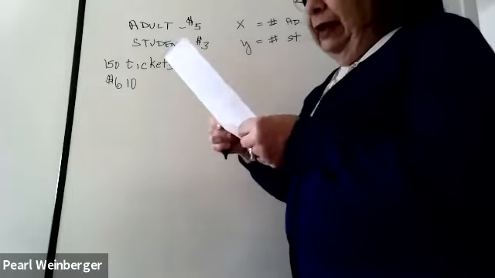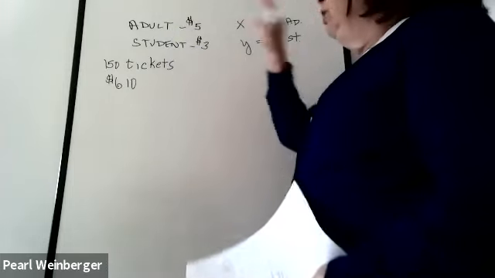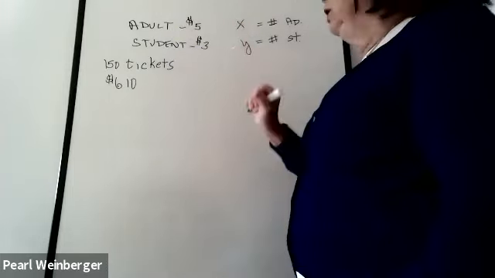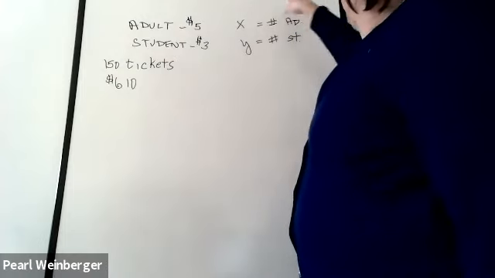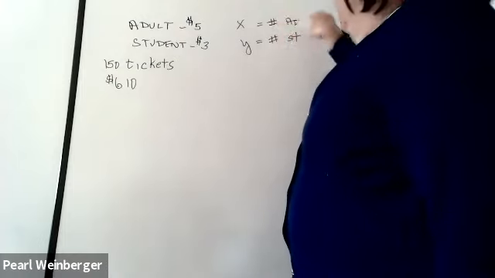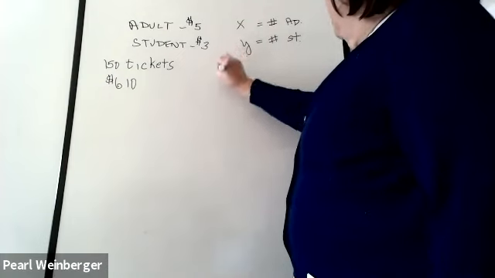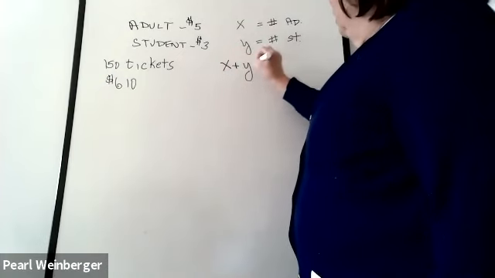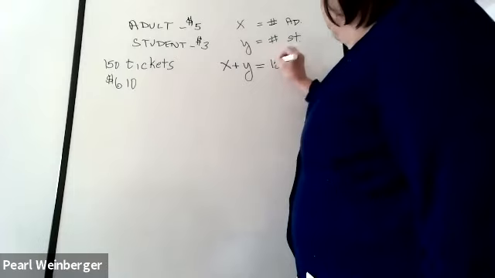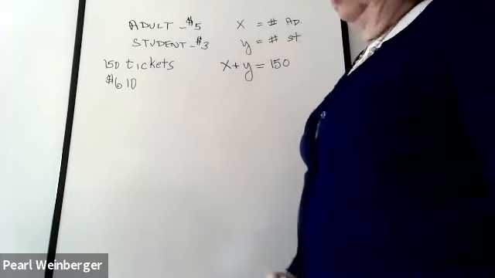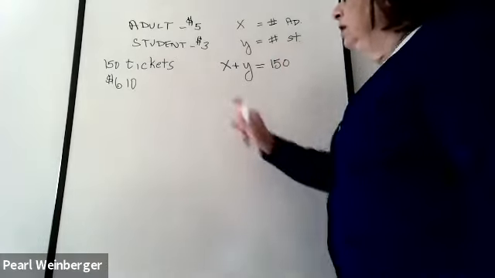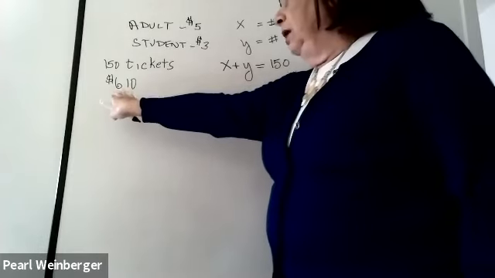Now we can go back and write our two equations. Remember, we have two variables, we need two equations. The first statement we know is that 150 tickets were sold. So some of them are adult tickets, some of them are student tickets. Together, they're 150. So that must mean that X plus Y equals 150, because the total number of tickets sold was 150.